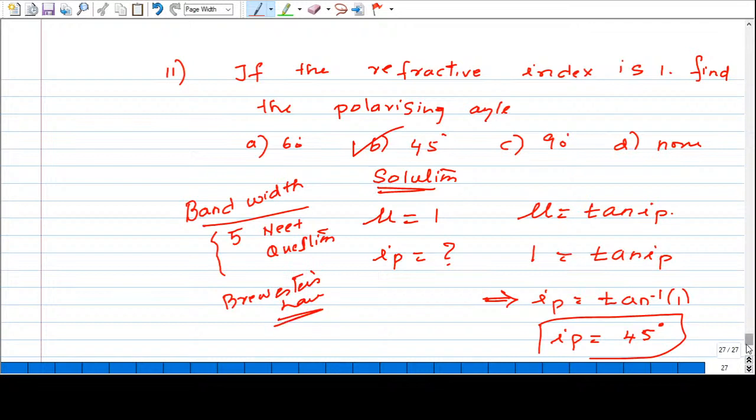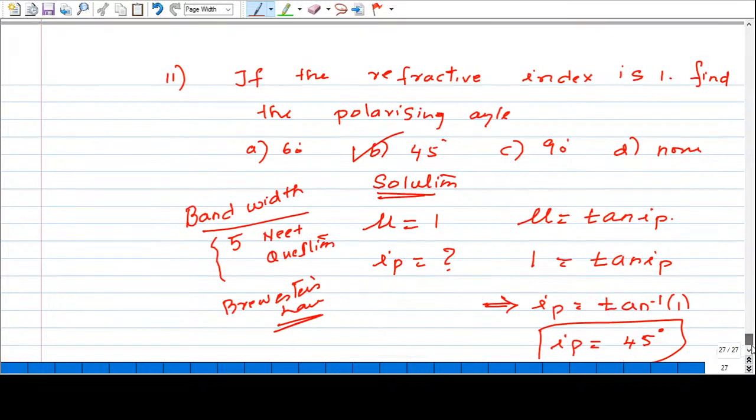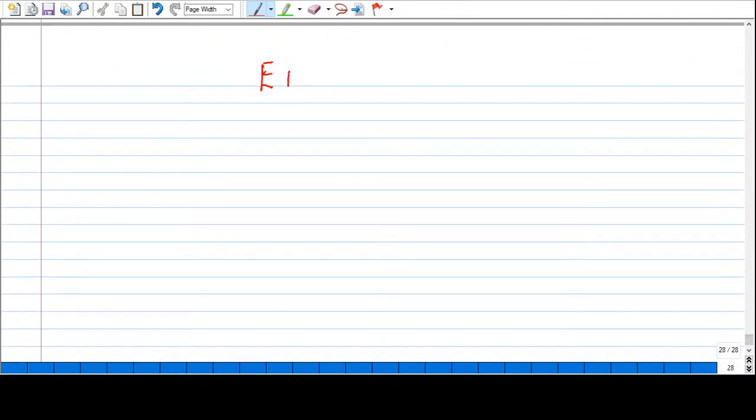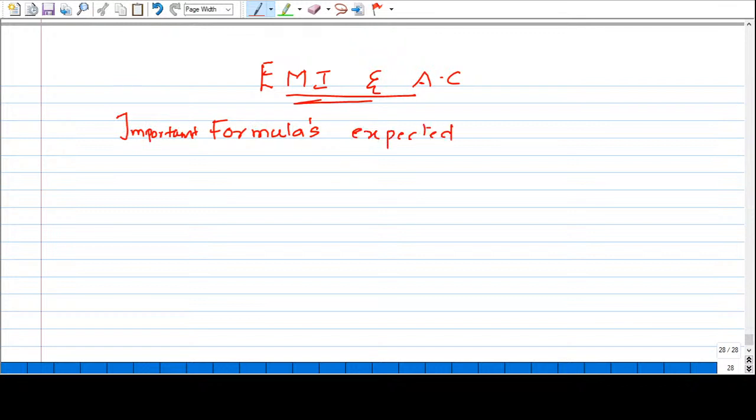Now we are going for the last 15 minutes because we have to finish off alternating current and electromagnetic induction. So wave optics and ray optics is over. Now we are going for EMI, electromagnetic induction, and AC, alternating current. So formulas to be noted. These 2 lessons have been taught in our academy recently, in which I have given many formulas related to this. However, let us write the important formulas in this lesson. Important formulas expected to come for NEET 2021.